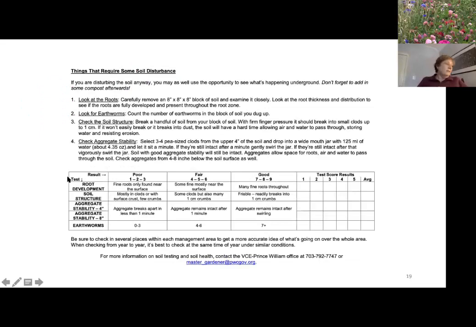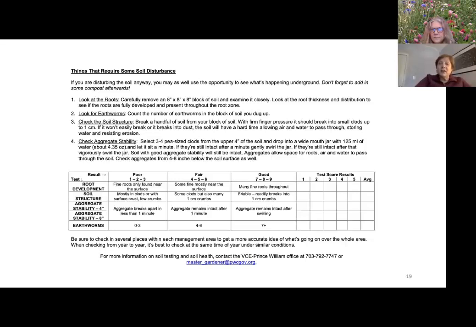The second part of the evaluation requires you to disturb the soil. You're asked to dig up an 8 by 8 block of soil and look at it closely. The first thing that you want to evaluate is, what do the roots in that soil block look like? Are they normal? Are they fully developed? Are they present throughout the entire root zone? Second part requires you to pull your chunk of earth apart and look for earthworms. Count the number of earthworms. Earthworms are a really good indication of the health of your soil. They're shredders. They take organic material and they distribute it throughout the soil.